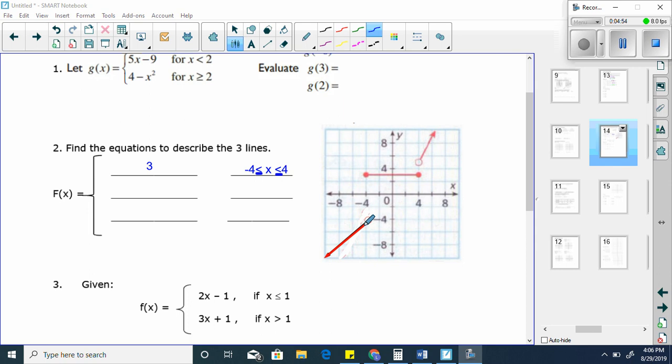So I can write this in interval notation right here. This states that x is greater than or equal to -4 and x is less than or equal to +4. So this is interval notation. I can write this in. This gives me my terms of my piecewise when y equals 3.